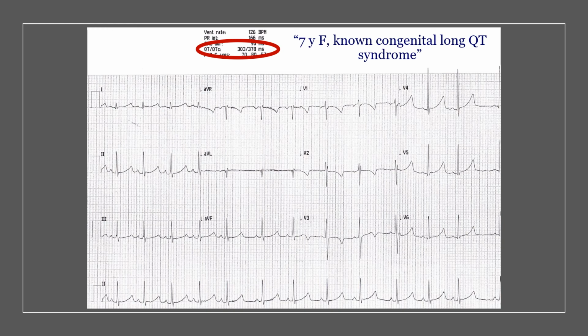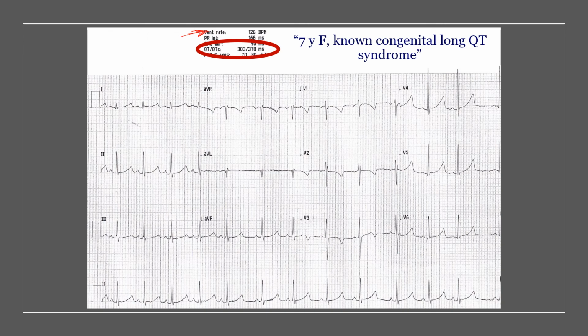I think the answer here is there. So the machine said that the heart rate is 126. Would you agree with this? I would definitely disagree. Looking at the heart rate here, as I said, I think it's between 60 to 70. So why did the machine calculate the heart rate as 126? I think the answer depends upon which lead the machine used to calculate the heart rate.